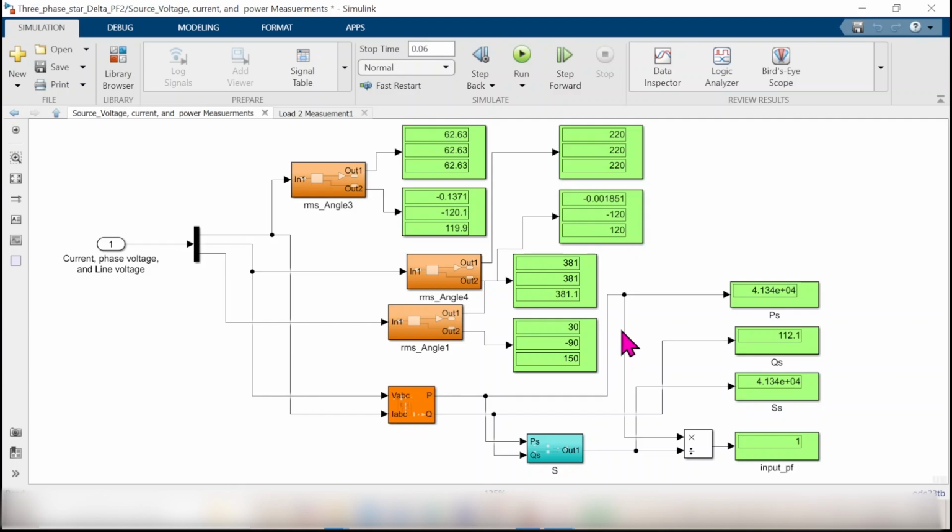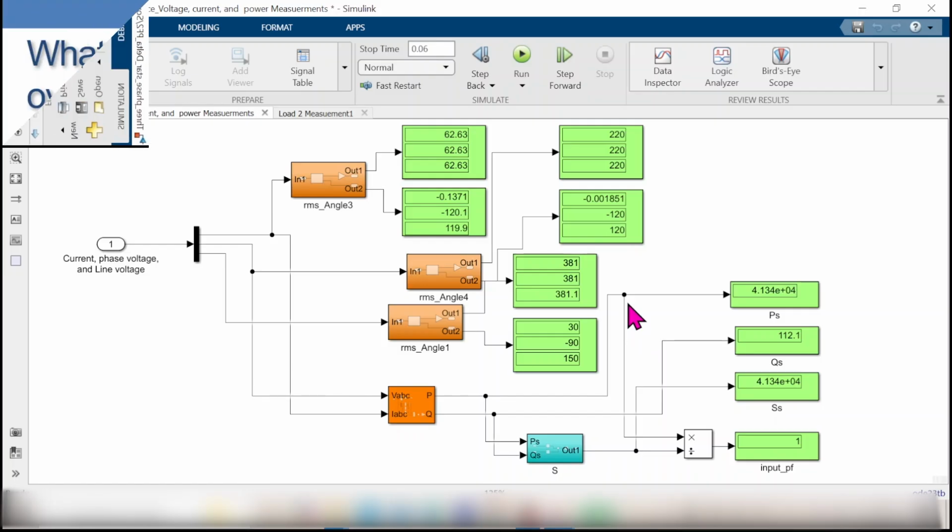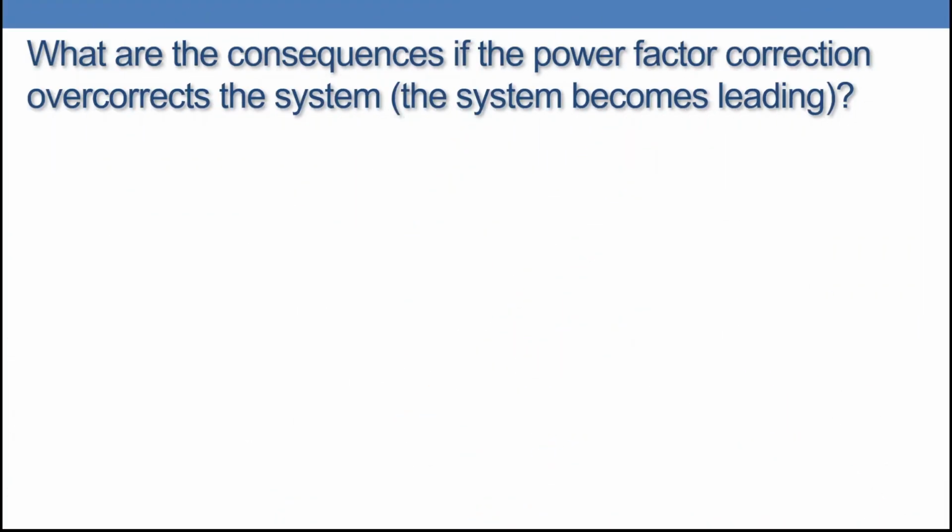So now it's time to return back to our slides. Before we end our video, we need to answer this question. What are the consequences if the power factor correction overcorrects the system? The system becomes more leading. So someone can say that this is what we want. We're going to add an amount of var in our system. So rather than having a lagging power factor, we can have a leading power factor. But the answer is no. That one is harmful to our system.